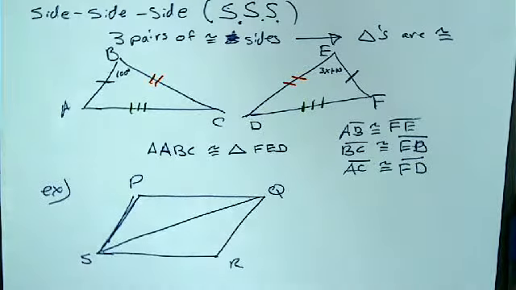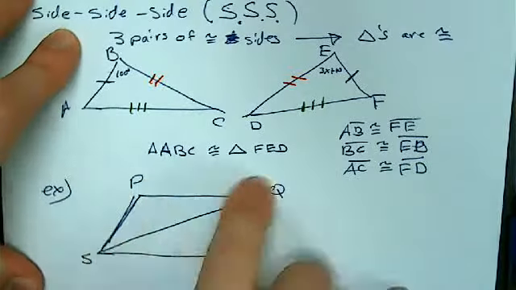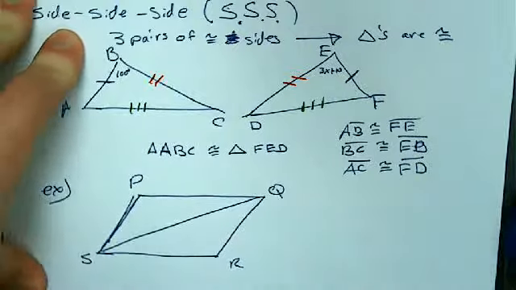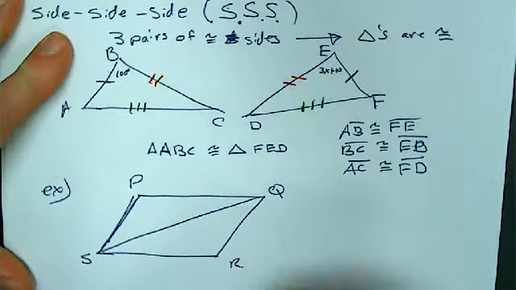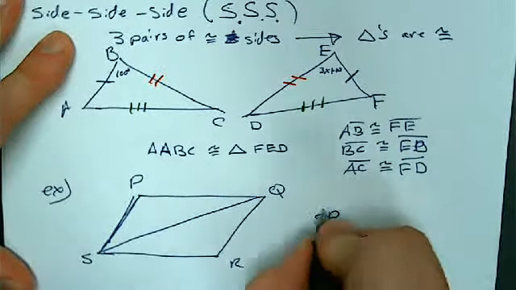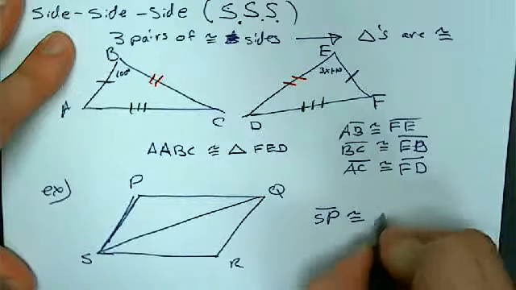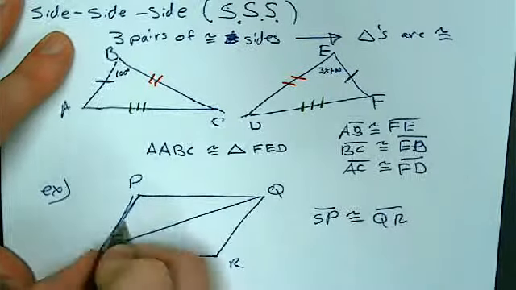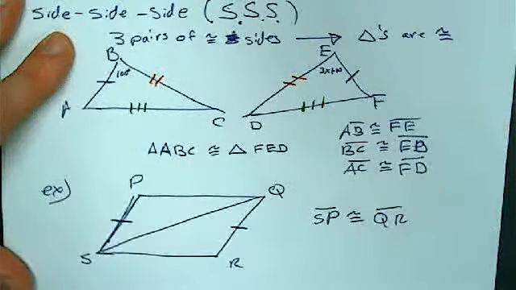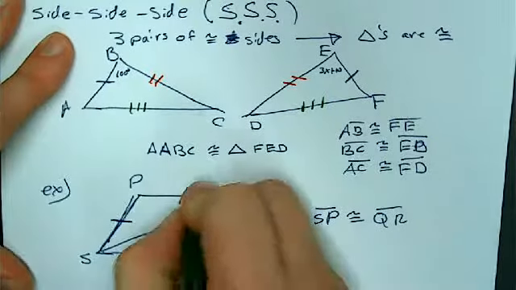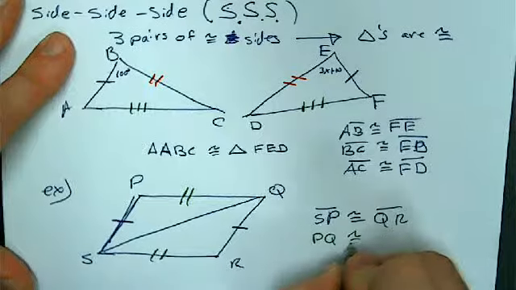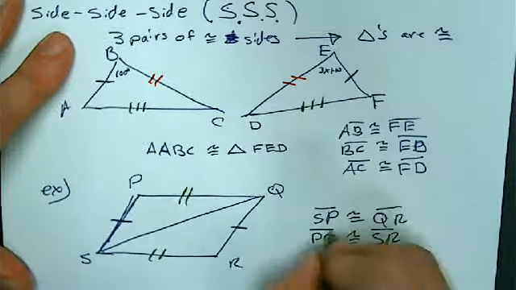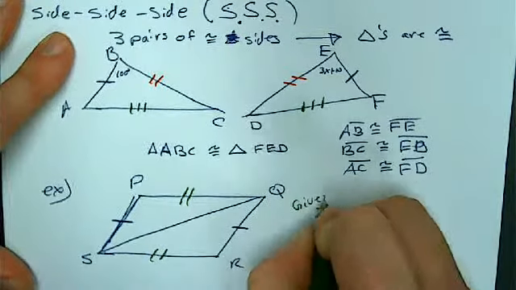Okay, so we have another case of side, side, side. So here I've got some kind of quadrilateral, PQRS. And let's say that as part of this, it's given that SP is congruent to QR. So that's these sides. And PQ is congruent to SR. So those are my givens.